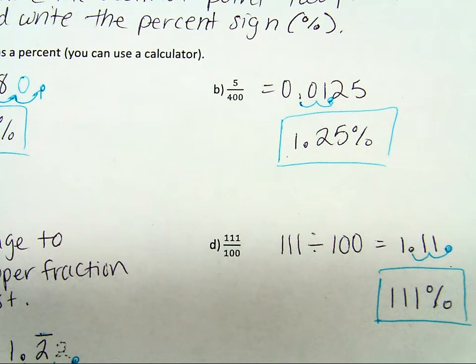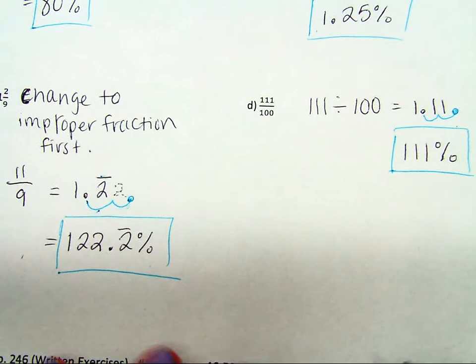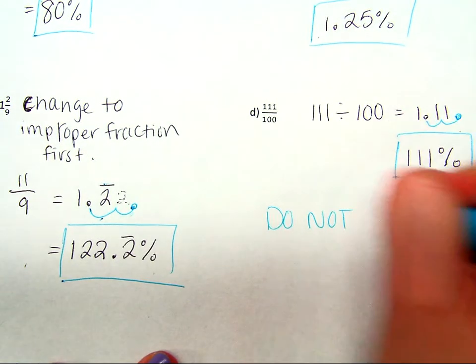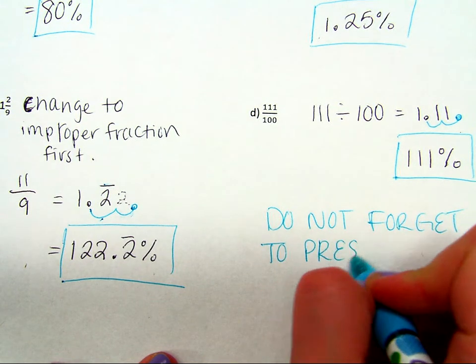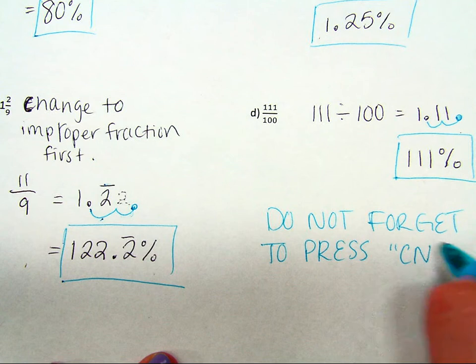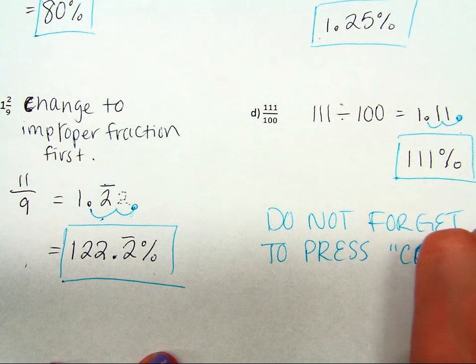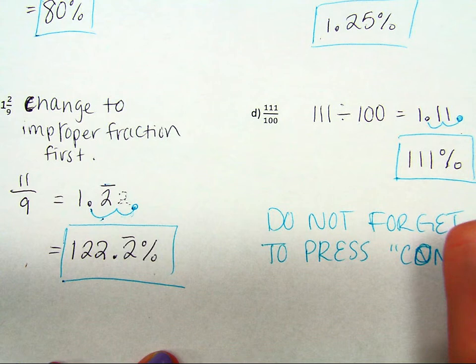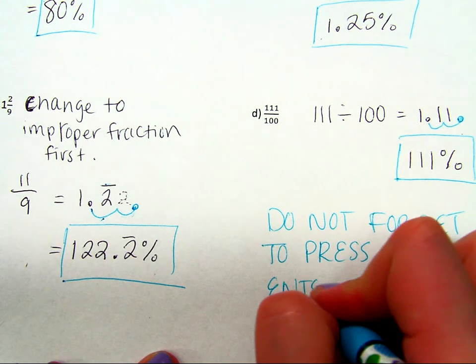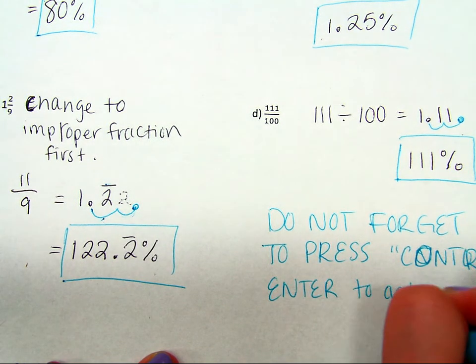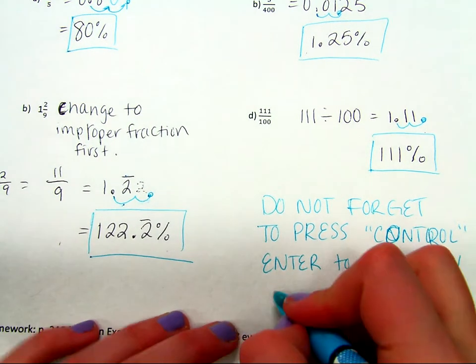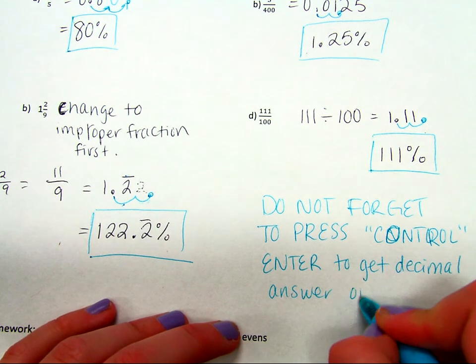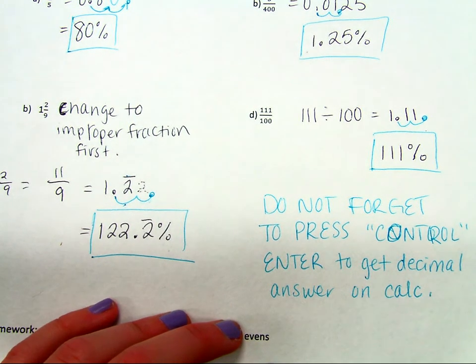Okay, that's all for the examples. I'm just going to write so we don't forget. Do not forget to press Control, Enter to get decimal answer on calculator. And that's it.